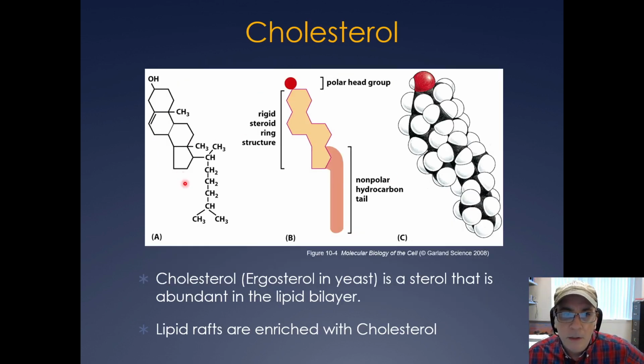Another molecule you need to know about when talking about the lipid bilayer is cholesterol, because this gets embedded in the lipid bilayer. Cholesterol is called ergosterol in yeast, which is a little bit different but pretty similar. It's a very abundant sterol, and it has an OH polar head group on the end, then the sterol ring structure that's here, and then a non-polar hydrocarbon tail.